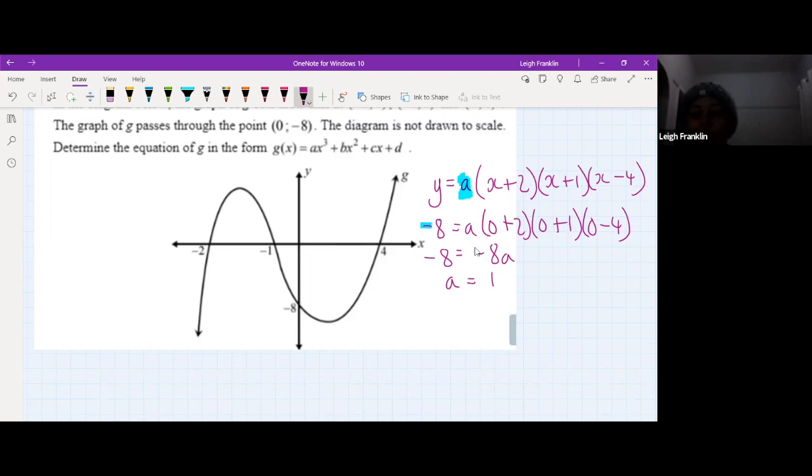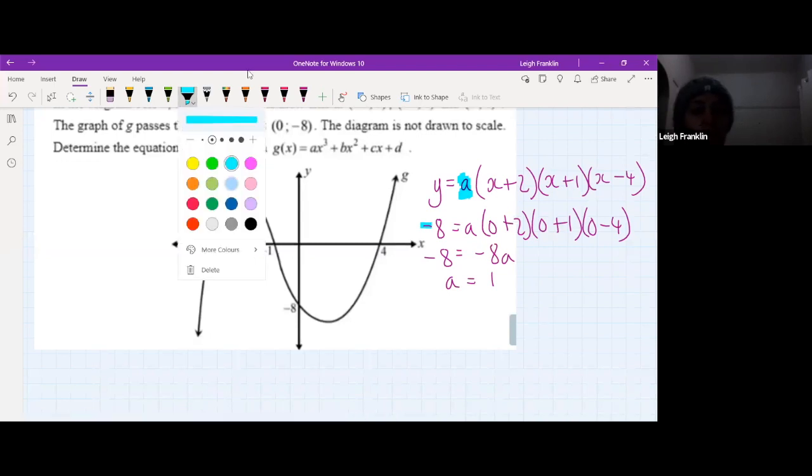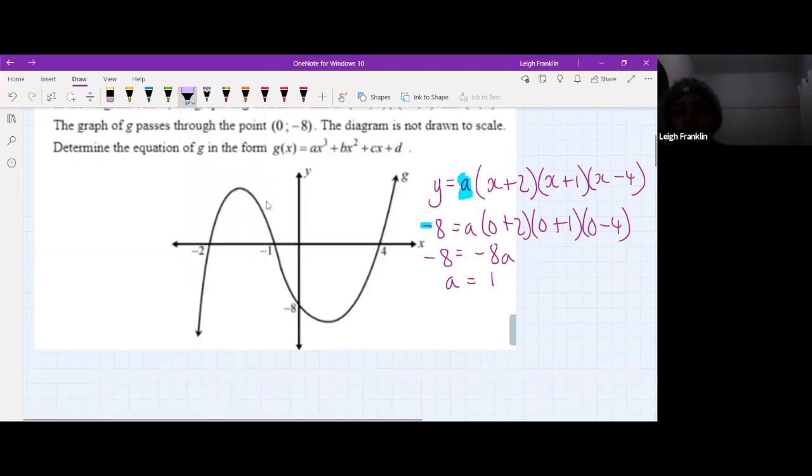Then you've got to take that value of a and sub it back into your first line. In this case it's not going to change anything because a is equal to 1. But if a was equal to 2 or 3 or whatever the case was, then it would definitely have an impact. So we're going to take that and sub it in over here. So we are now writing y equals 1 times x plus 2 times x plus 1 times x minus 4.